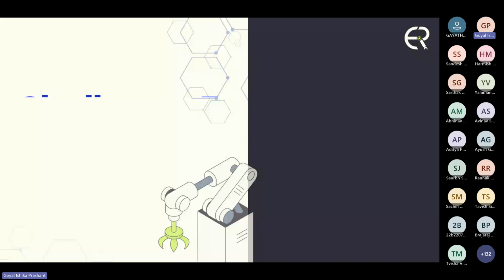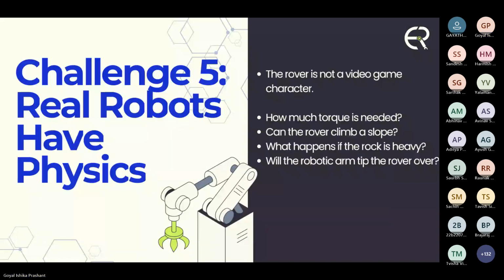Okay, let's now look at challenge number 5, that robots have physics. So we know that our rover is not a video game character. It's working in the real world where real forces act on it. So how does it know how much torque it needs? Would it be enough for the rover to climb a slope? What if the rock that it is trying to pick is so heavy that it makes the rover tip over?